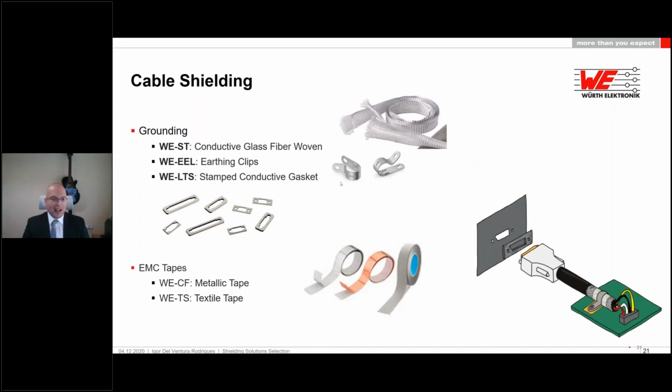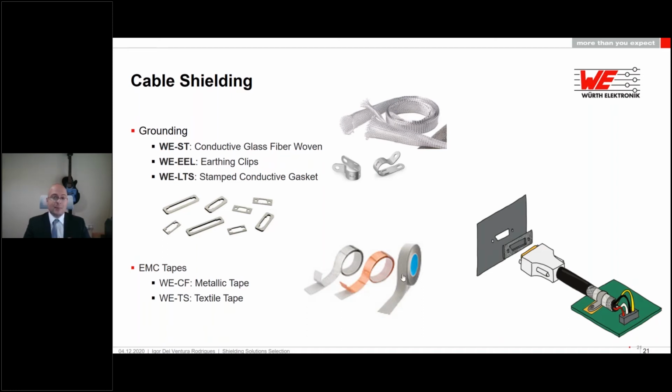EEL, which are these earthing clips that you can see right over here, that I'm hovering the mouse over. And as you can see per the drawing, you can utilize these clips in order to clamp the cable with the shielding to a ground plane or to the chassis, if it's metallic, of course. And you can even reinforce it, as you can see here in light gray, with conductive EMC tapes. So we have standard aluminum and copper tapes that you can utilize. Alternatively, we have a textile tape as well. So the metallic tapes are called VCF.